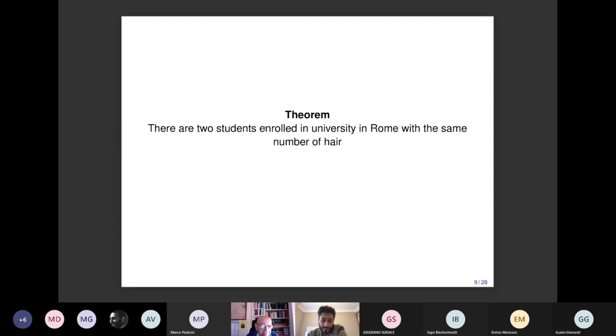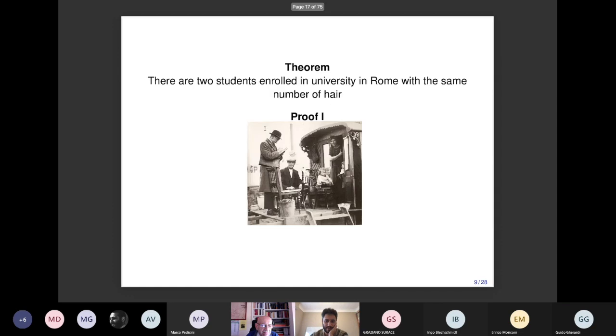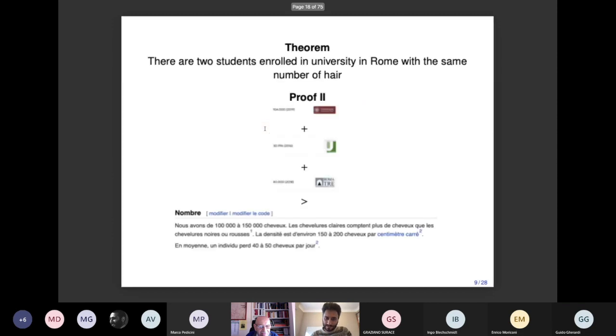And so how to prove it? What I want to show is that there are different proofs of that statement. One proof is brute force: you do a census, go to each student in the University of Rome and count the number of hairs, and you take a huge book and write down for each student the number of hairs. But you can say, okay, this is not a proof, because I cannot prove my statement. I should perform the proof to know that the answer is correct.